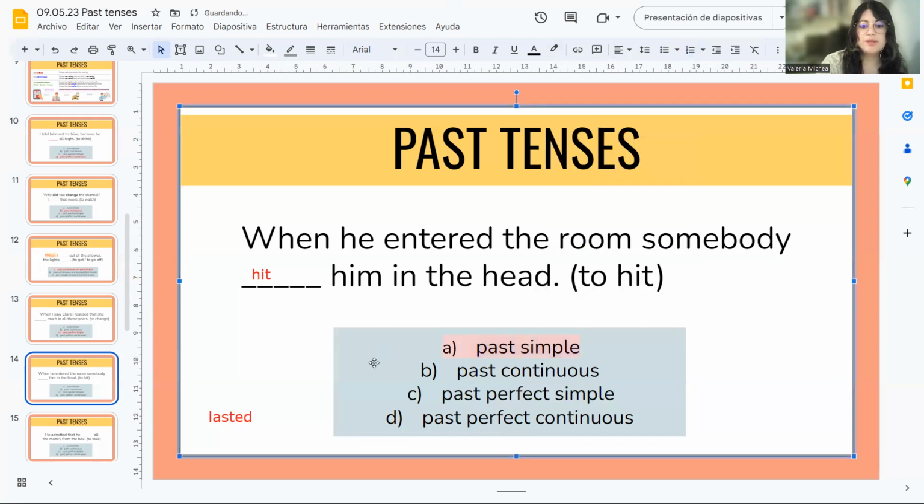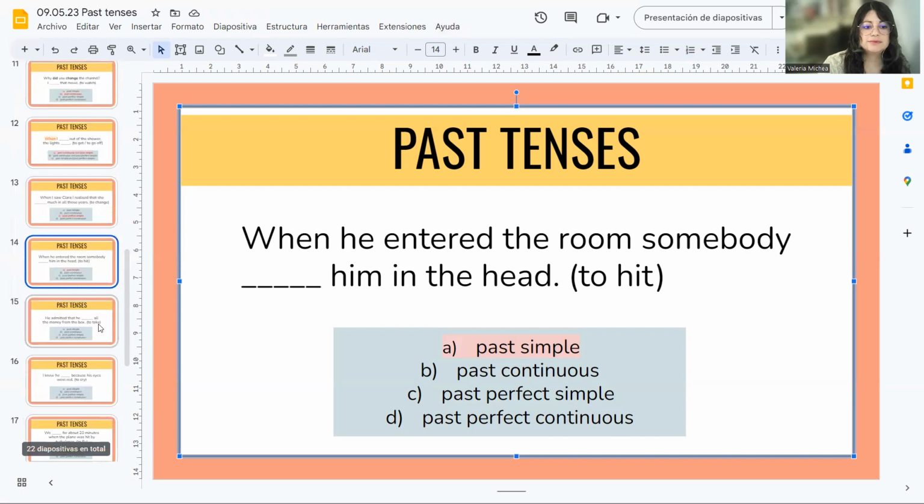All right, I'm hoping that we agree. And yeah, remember the verb last means durar. It's the same as last, as último, but it can also be durar. All right, and let's go with another one.